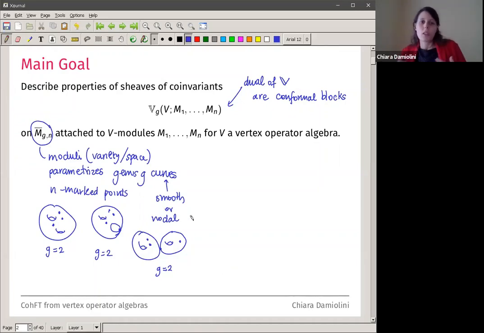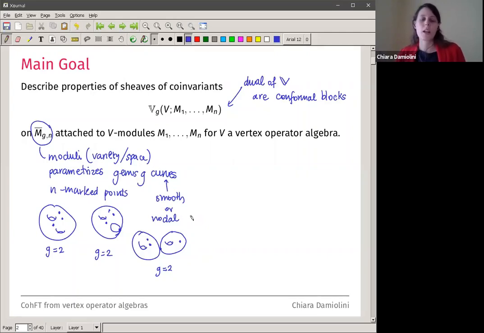And so the sheaves of coinvariants are constructed by taking some geometric input, which is what I described here, and some representation theoretical input. And what I want to describe today is how to construct these spaces, what exactly the sheaves of coinvariants are, and which properties they have. And the goal would be to say that they define a cohomological field theory under certain conditions.